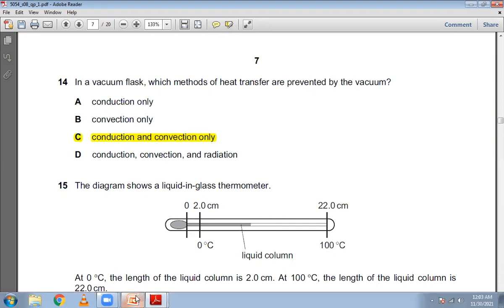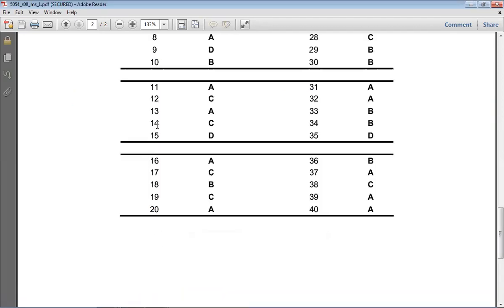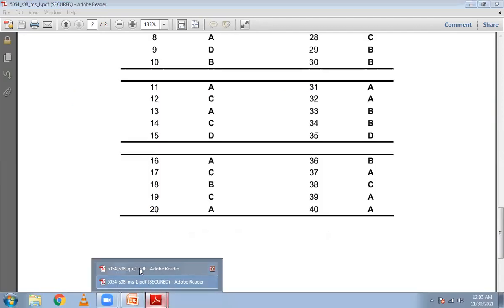Okay, so question number 14, I think C is the right answer, sir. Yep, C is the right answer.